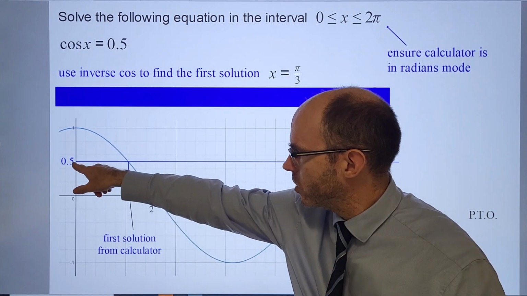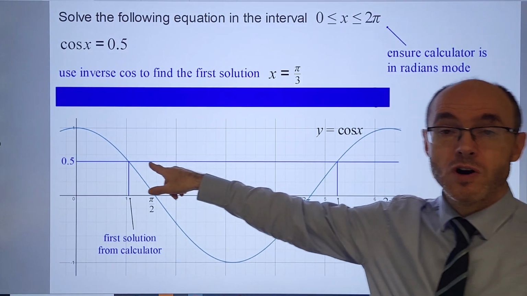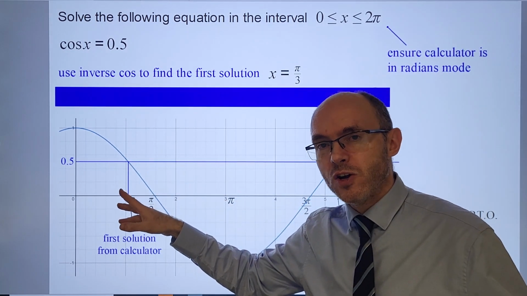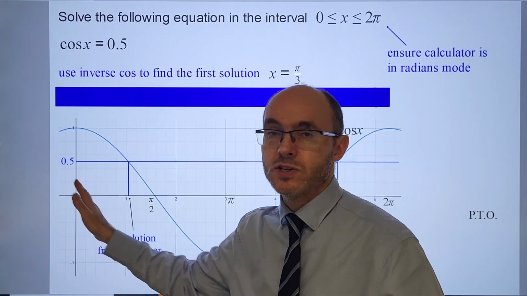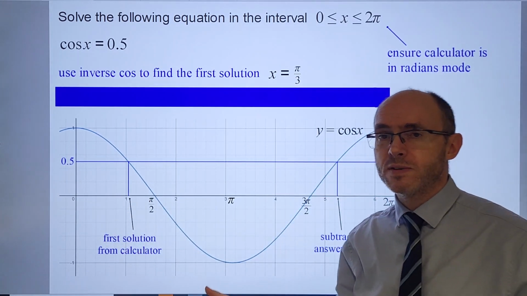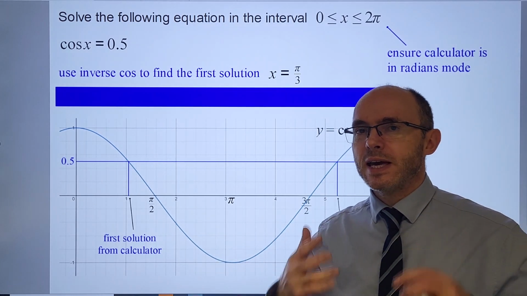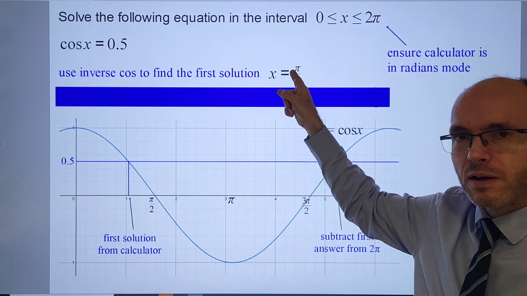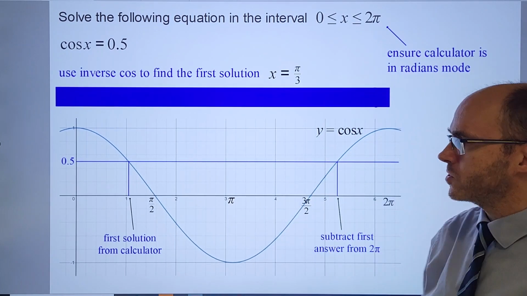Again, you're looking to see where this horizontal line intersects with the cosine graph. So here's your first answer. And when I said earlier that your calculator gives you the most straightforward answer, it's giving you your answer closest to the origin normally. And it tries to give you a positive answer. Sometimes it doesn't, sometimes it gives you a negative answer. It's trying to give you the easiest to work with answer as a first value. But this is the first value, and you're going to use that to work out what all the other possible solutions are.